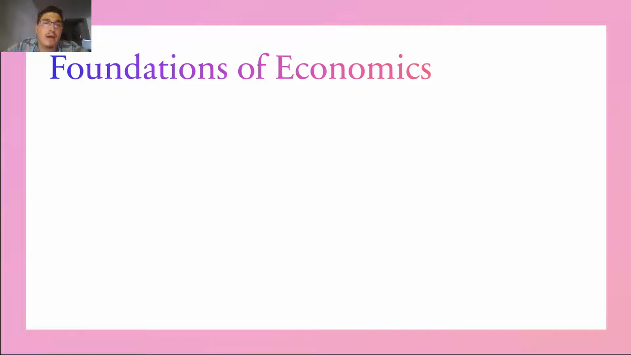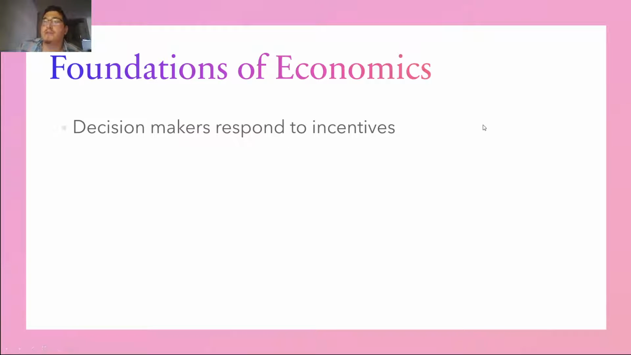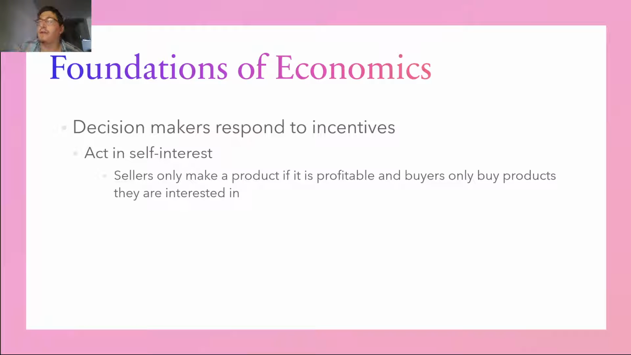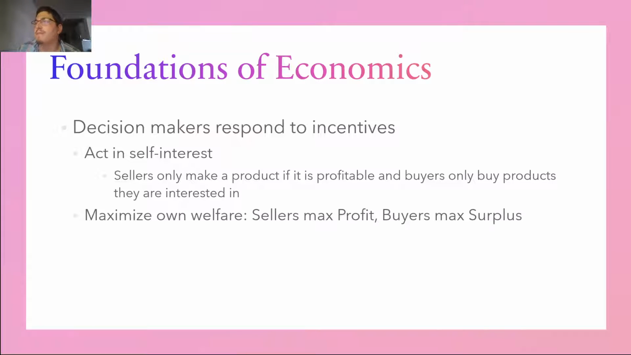So to start, we're going to start with the foundations of economics, of course. And those are basically that people act logically in the way you'd expect. Decision makers respond to incentives. They act in their own self-interest. So a seller is only going to make a product, only going to sell something, if it's a profitable venture for them. They're not going to waste their money or their time otherwise. And a buyer is only ever going to buy a product if they're interested in it, if they feel it's going to value them or benefit them in some way. In economics, we say that both parties maximize their own welfare.